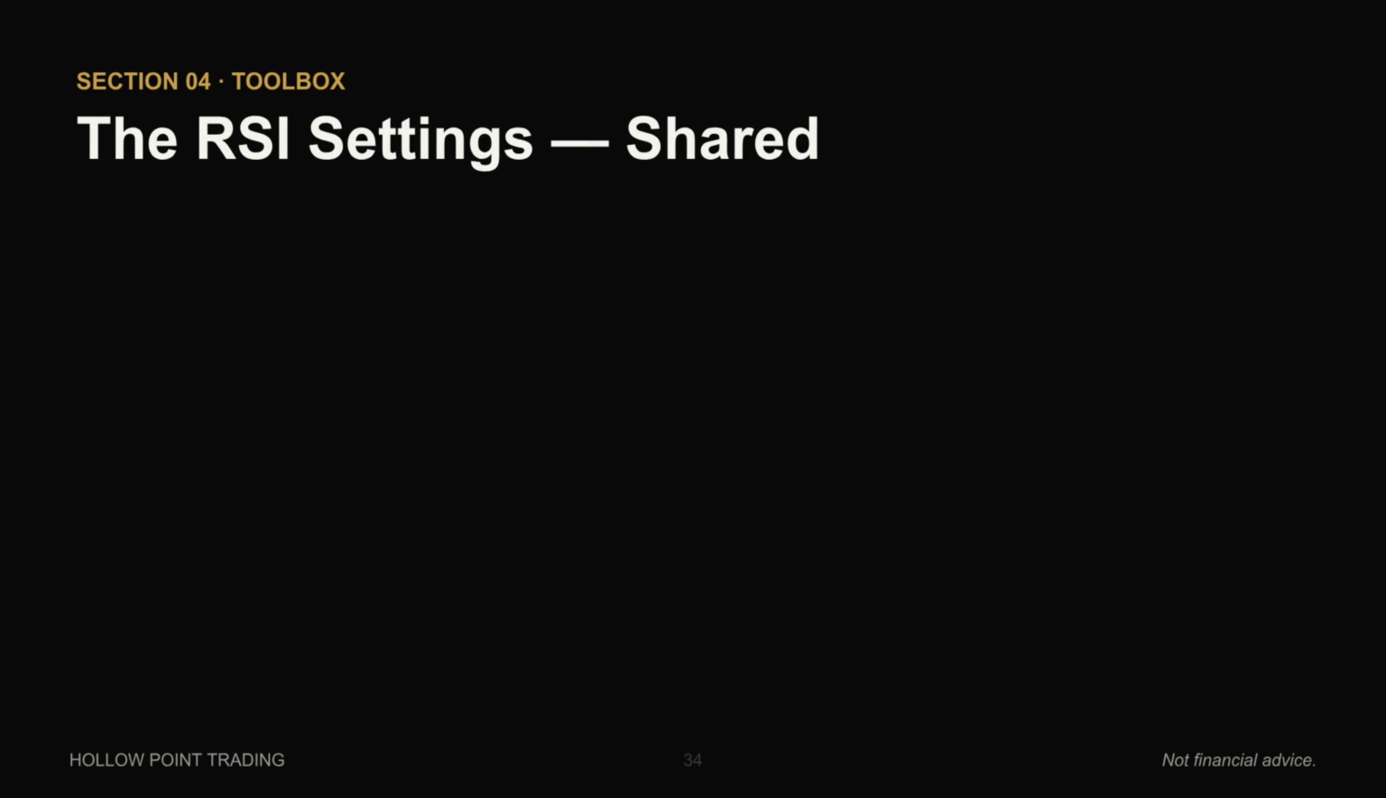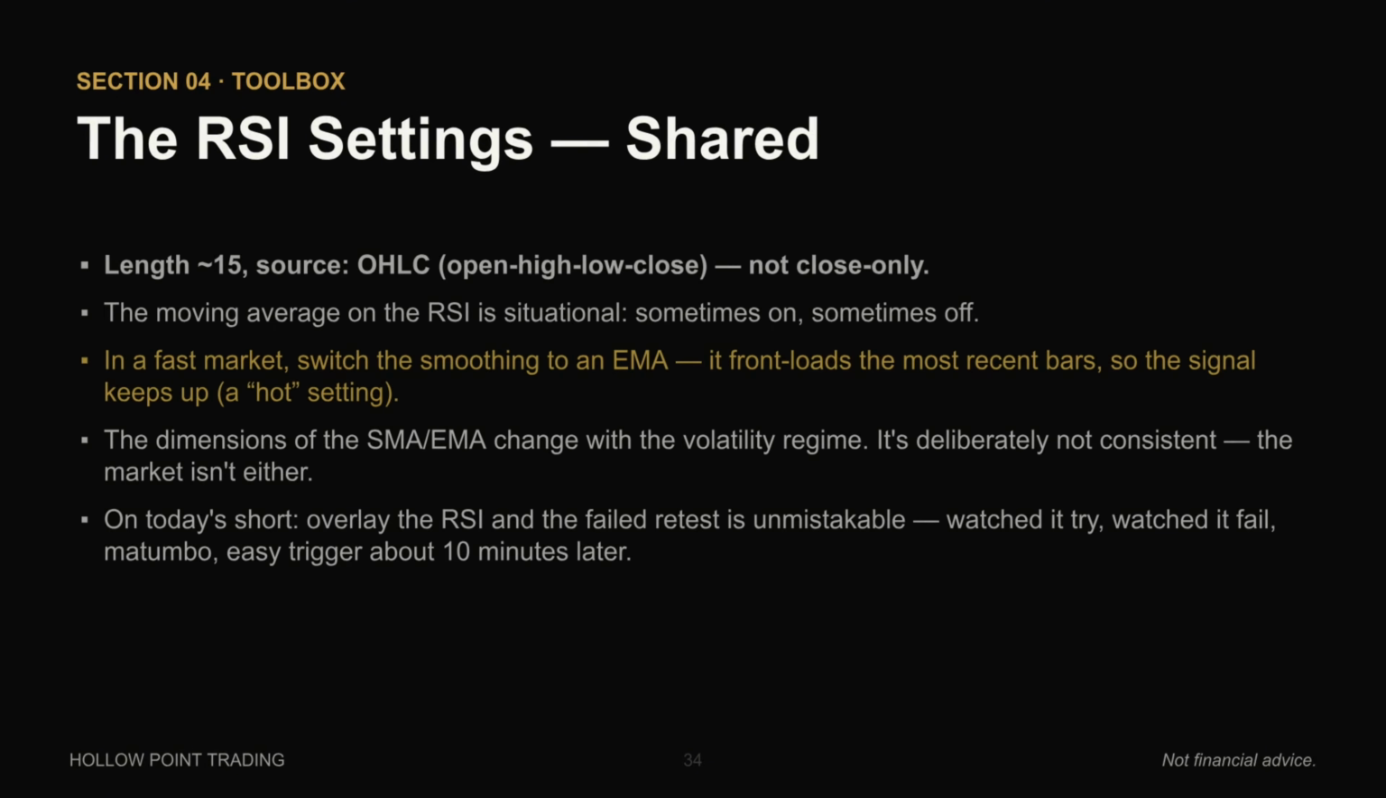For our toolbox, let's look at RSI settings. We use a length of 15 based on OHLC, not just the close. In fast volatile markets, we often switch to an EMA for faster signal reaction. On today's trade, this helped identify the failed retest, providing a clear trigger.